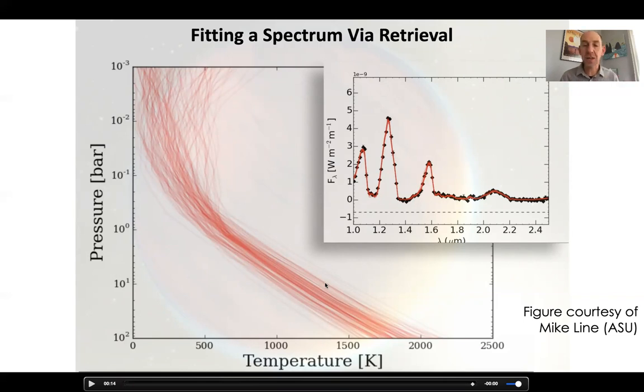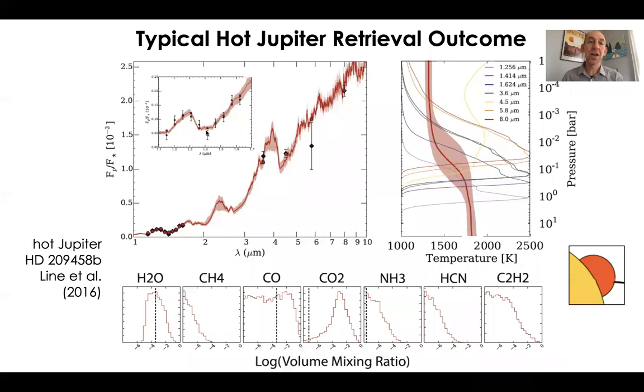water vapor, CO. And so the typical output then is something like this, where this is for a hot Jupiter with the best available data we have today. This is for HD 209458b. We have an emission spectrum with Hubble Wide Field Camera 3 at about 1.1 to 1.7 microns, which is also the same spectrum down here. We have some Spitzer data at longer wavelengths. The retrieval yields a pressure temperature profile here.